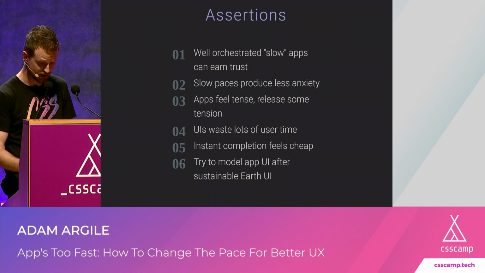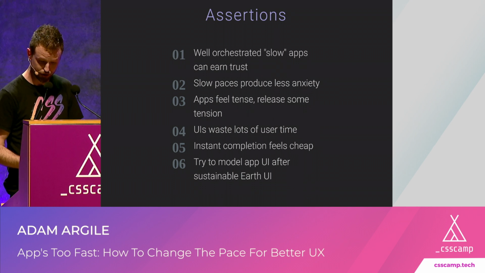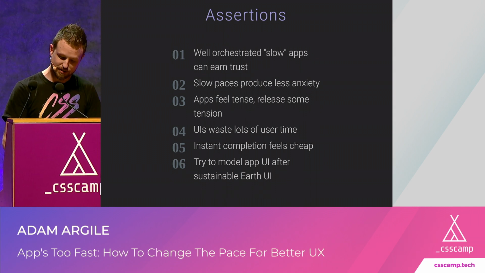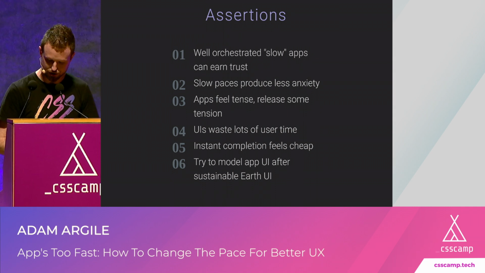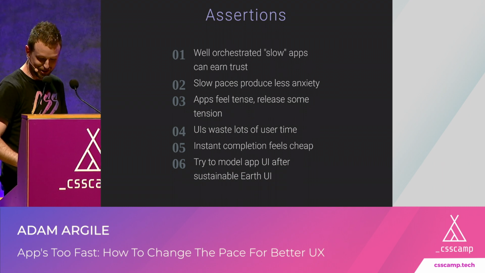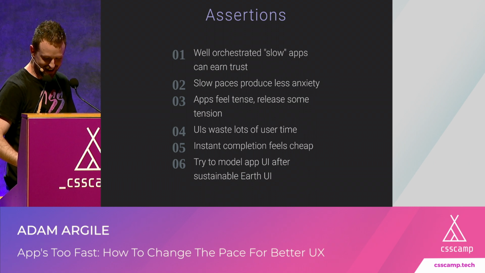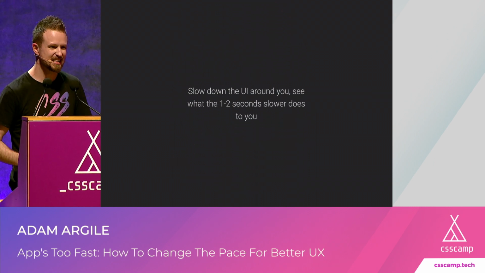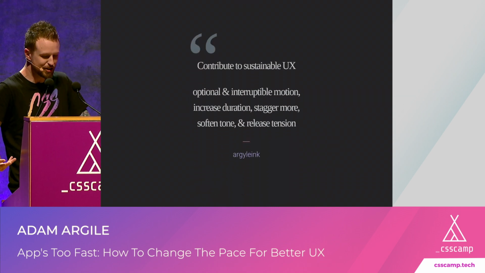Assertions. So these are things that I believe in. Well-orchestrated slow apps can earn trust. Slow paces produce less anxiety. Apps feel tense. I think you should release tension from your application. UIs waste lots of user time. Instant completion feels cheap. Try to model app UI after sustainable Earth UI. Slow down the UI around you just to see what happens. Is it really that annoying? I don't think so. I think you'll like it.